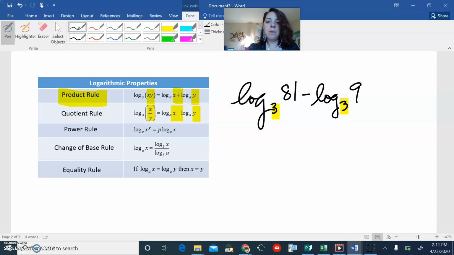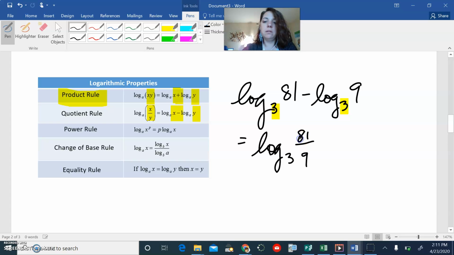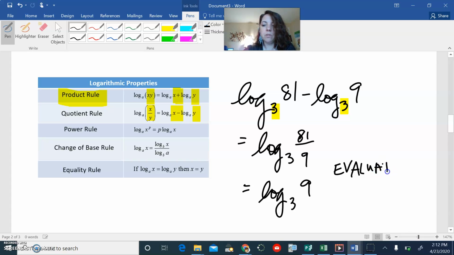So since they're the same base, and they're split up and being subtracted, we can squish them and divide. So log base 3 of 81 divided by 9. By the way, what is 81 divided by 9? 9. So log base 3 of 9. And if they told us just to rewrite it, we rewrote it, we're finished. If they then tell you to evaluate it, remember, evaluate means go ahead and do it, answer the question.